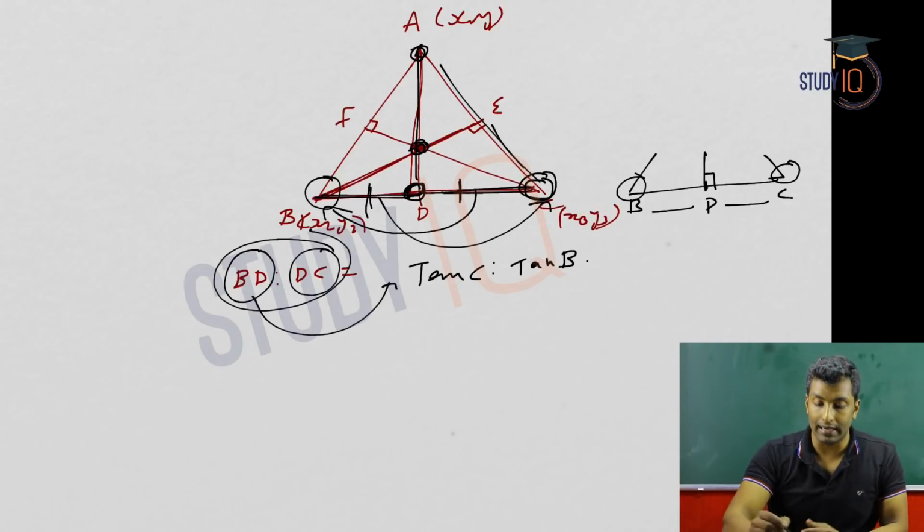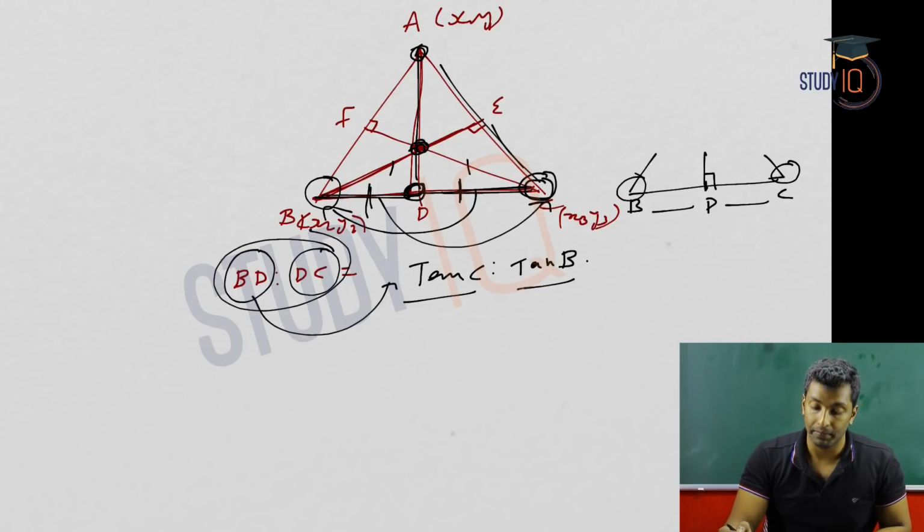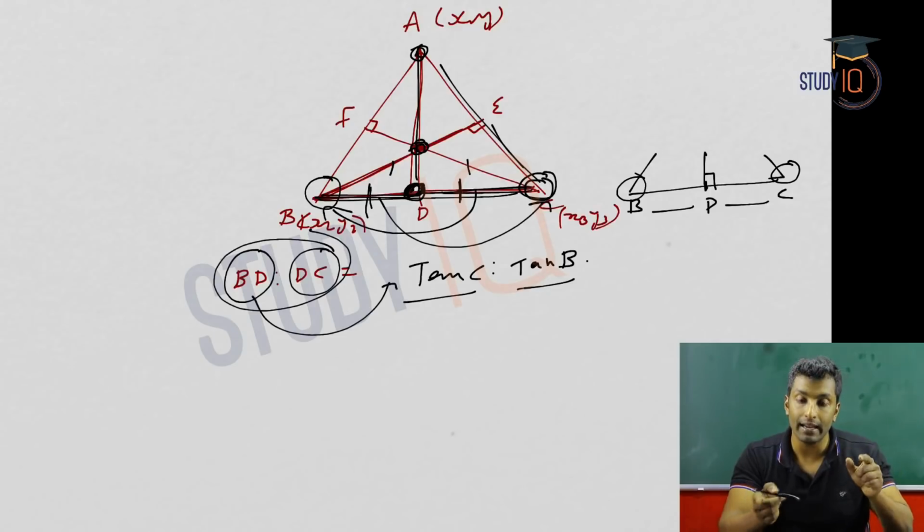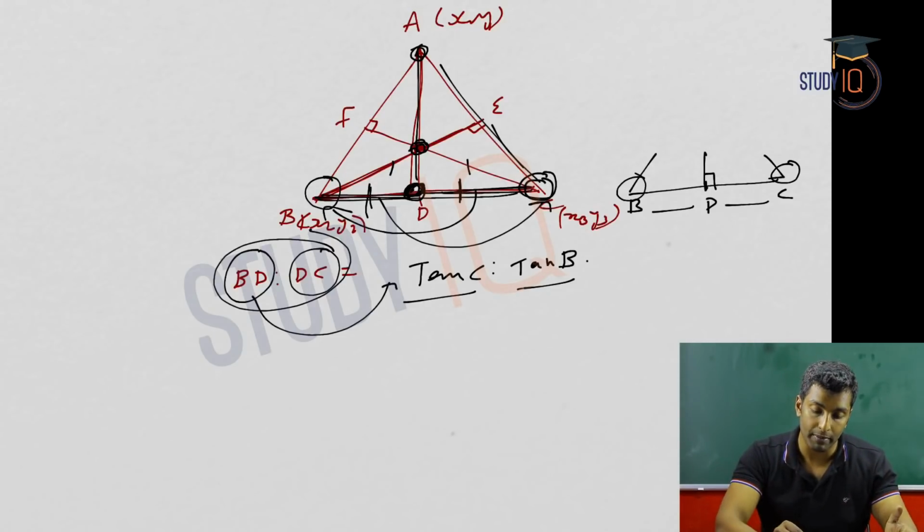we understood this ratio, that is tan C and tan B. So we already know the ratio, this is tan C and tan B. So there's a point which divides the line segment BD in the ratio tan C to tan B. Once you know the ratio, you can use the section formula because you know the coordinates. So you can get this point D.